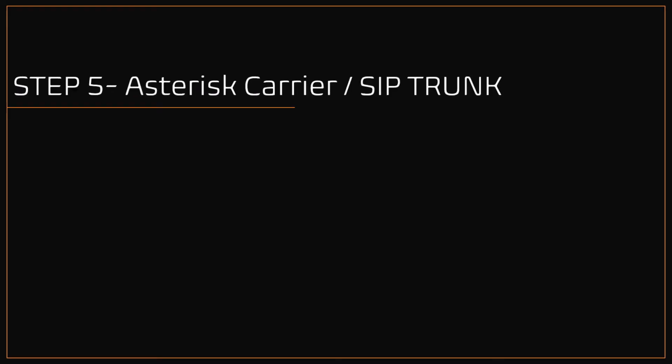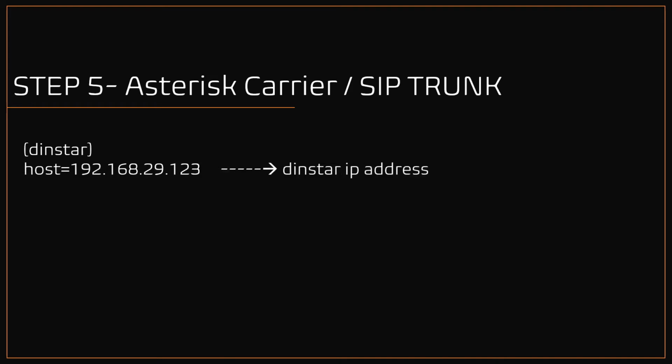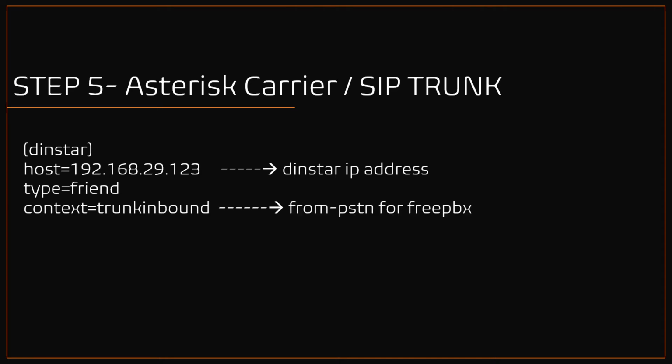Step 5, asterisk carrier or SIP trunk settings. I am going to use a simple SIP trunk settings. Create a context named as Dinstar within curly brackets. Followed to that add host equals 192.168.29.123, which is our Dinstar IP address. Type equals friend. Context equals trunk inbound.